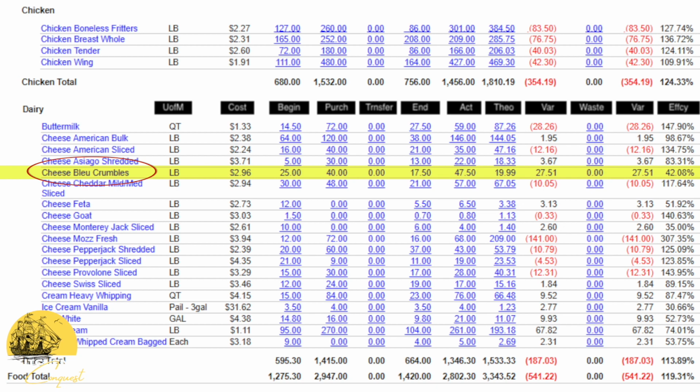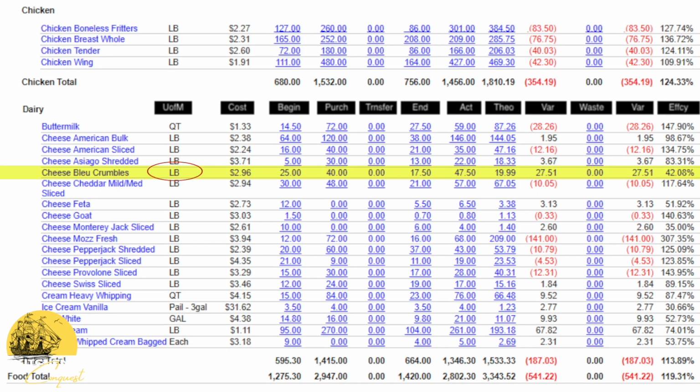Most softwares are advanced enough that if you click it and open it up, it'll give you more information on blue cheese crumbles, such as what recipes in your restaurant actually have blue cheese crumbles, which gives you a good idea of where to look. Next line over says count UOM. That is unit of measurement, and LB stands for pounds. So our blue cheese crumbles is actually inventoried in pounds.